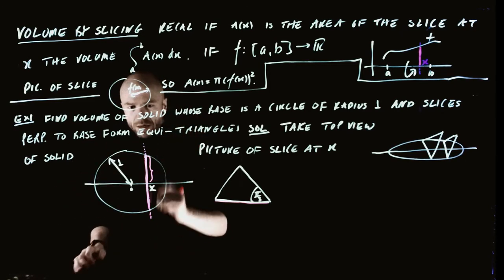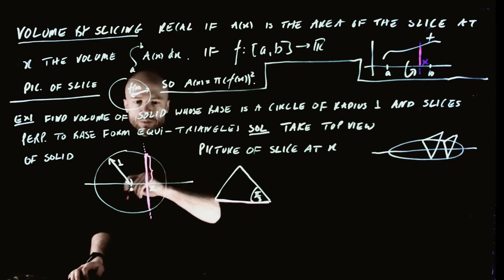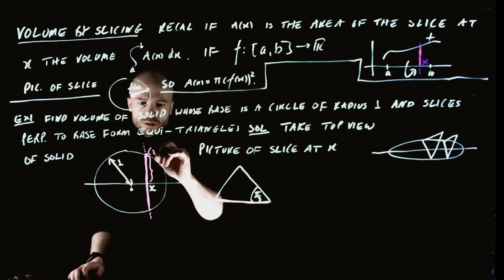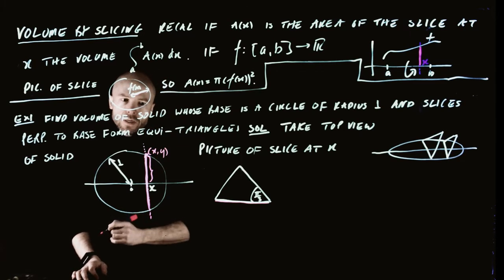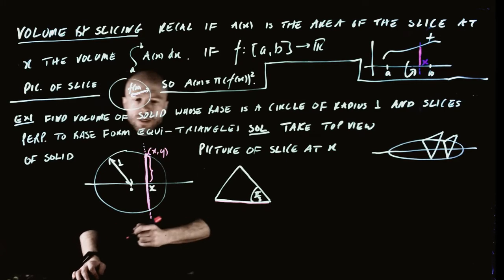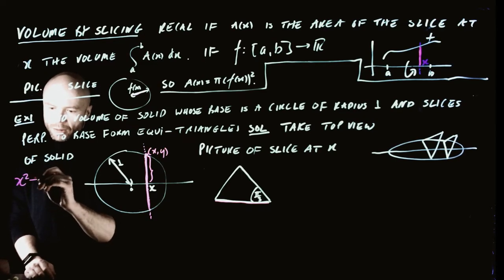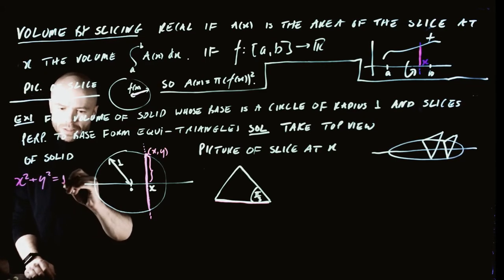So let's think about this a bit more. So if we give this point coordinates x, y, then this point xy lives on this circle. It lives on this circle. So it satisfies x squared plus y squared is equal to 1.